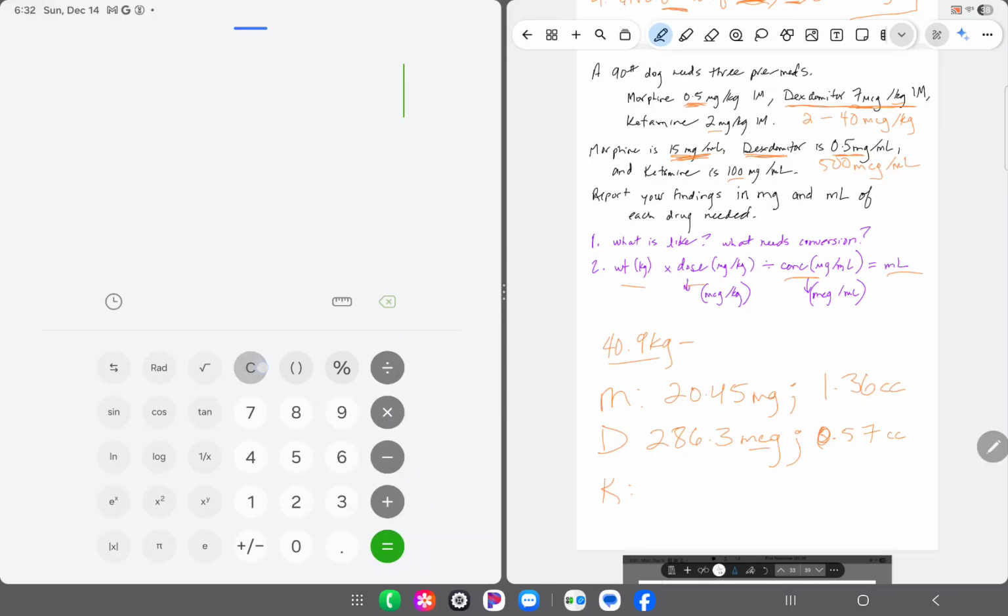If we look ahead at ketamine, we see we've got mg per kg on the ketamine dose, and then the ketamine concentration is 100 mg per mL. Excellent. So mgs are the same, kgs are the same. We don't have a lot to worry about on that one. So we take 40.9 times the dose, which is 2 mg per kg, and we get 81.8 mg. And we divide by concentration, which is 100, and we get 0.82 mLs.